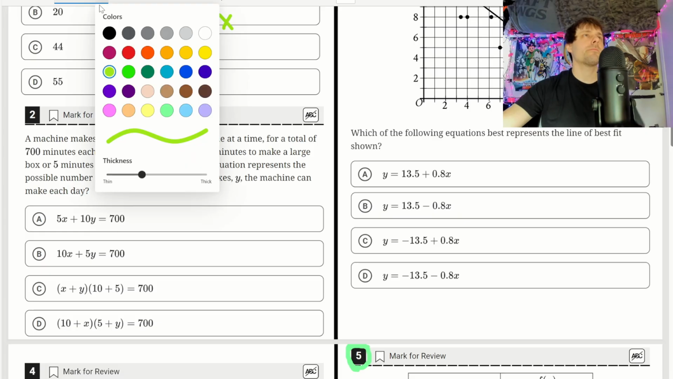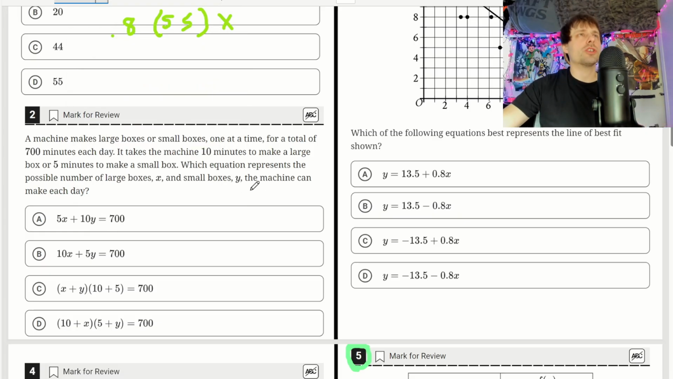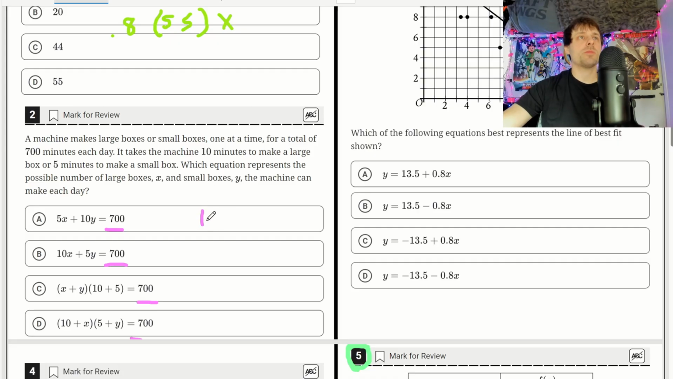Look at number 2 here. We got a machine that makes large boxes or small boxes. I'm looking at my equations down below for a total of 700 minutes. So we see our 700 for each of them. It takes the machine 10 minutes to make a large box, so 10 for large and 5 minutes for the small. And not only that, it gives us variables. It says for the large boxes, we see X, and for the small boxes, we see Y. So I should see a 10X, a 5Y, and we see that right here, 10X, 5Y for a total of 700 minutes. It's going to be B for this one.